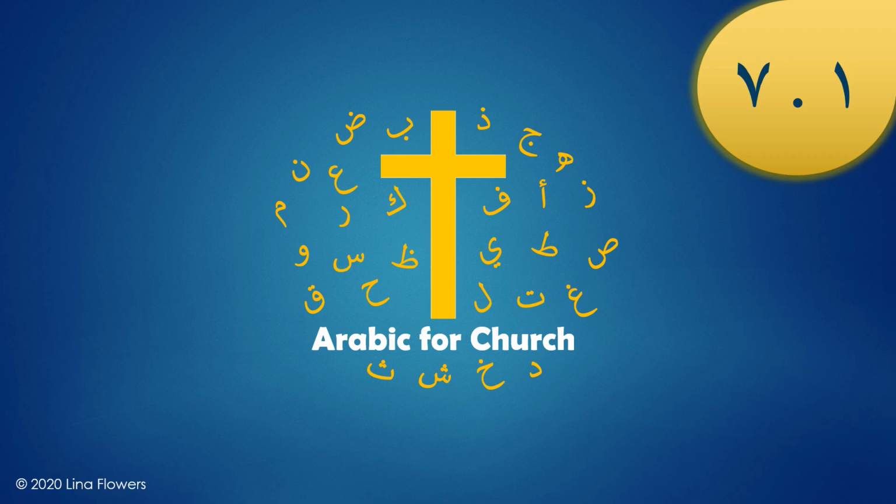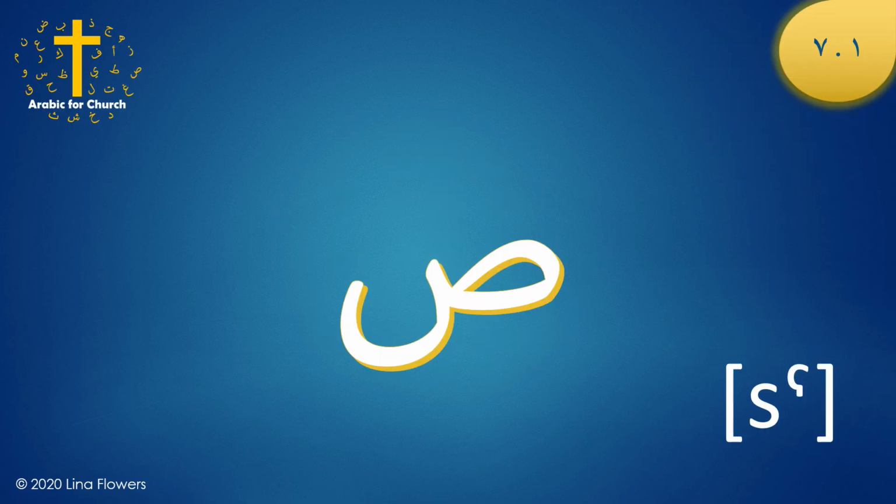Today we're going to cover two new letters, Sad and Dad. We're going to start with the letter Sad. From its shape, you can see that it shares the same snake charmer's basket with the letters Sin and Sheen, but it starts with a different shape, a bit of a closed round shape.